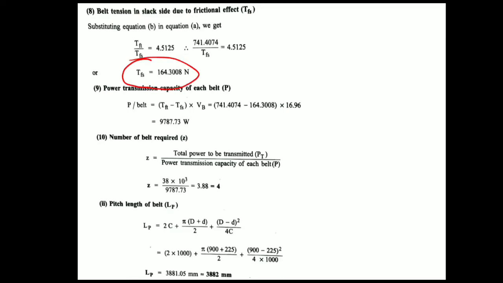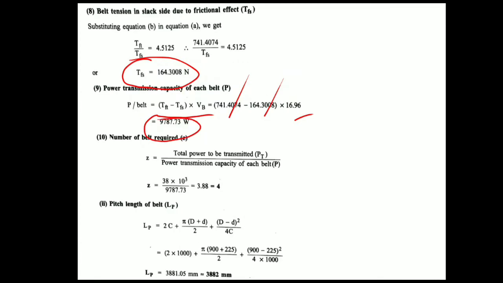Then next step is power to be transmitted by each belt. Now what happened in each belt? Because in case of flat belt drive, one belt is there throughout the length. So here 2 belts, 3 belts, number of belts are there. That's why each belt. So T1 minus T2 into VB. T1 we know, T2 we know, and VB. So by this way power can be calculated 9787 watt.